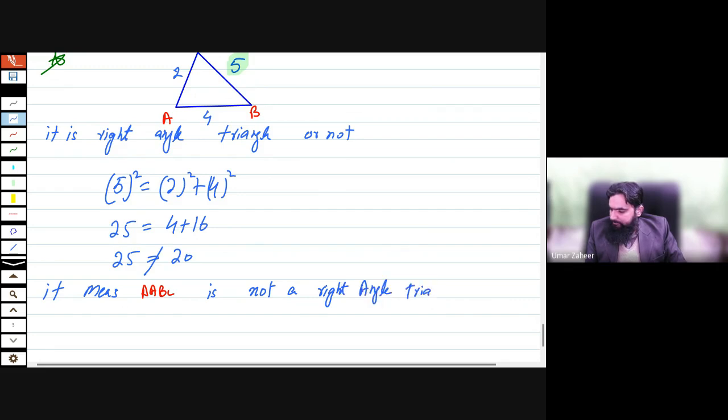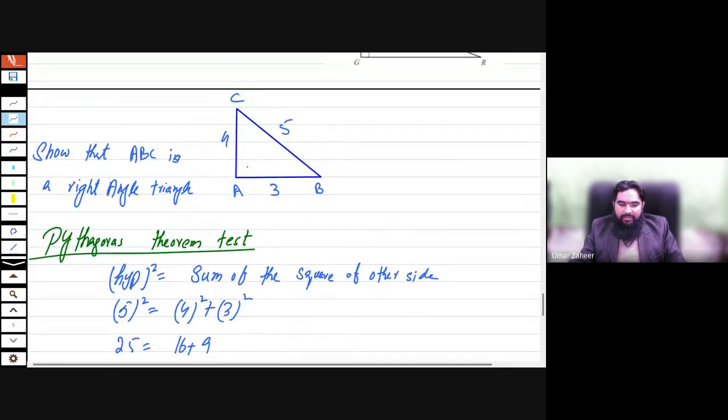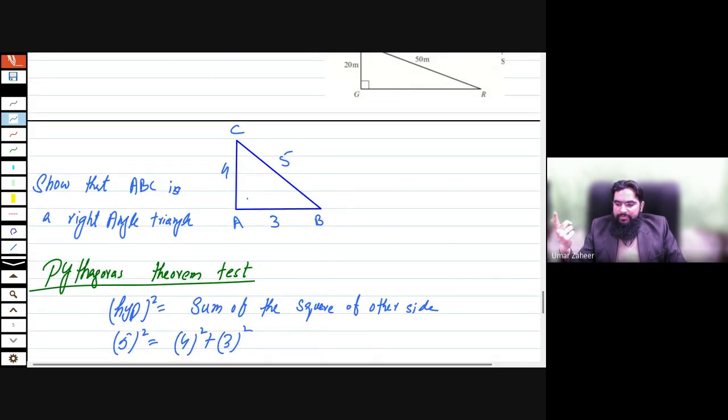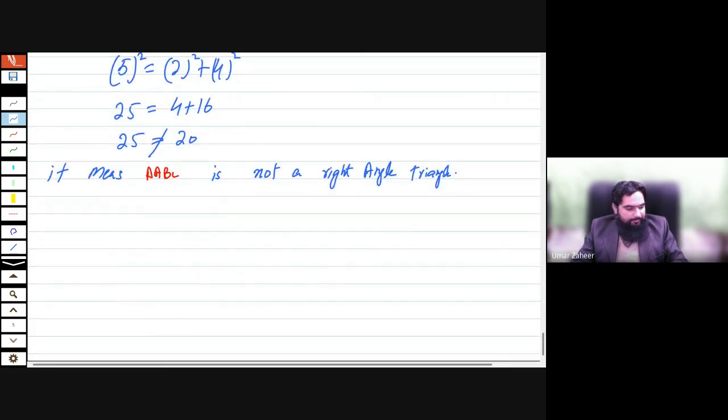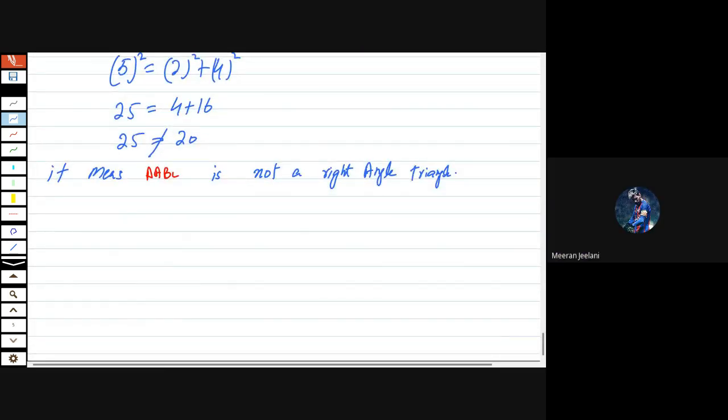Okay, these are the two types of questions that you are going to see in the exam. They are going to go for the Pythagoras theorem in the test, and they are going to give you two sides. You have to find the third one. Any question up to here?